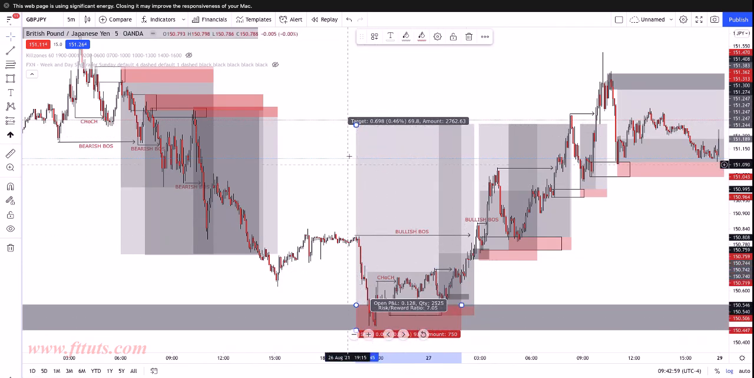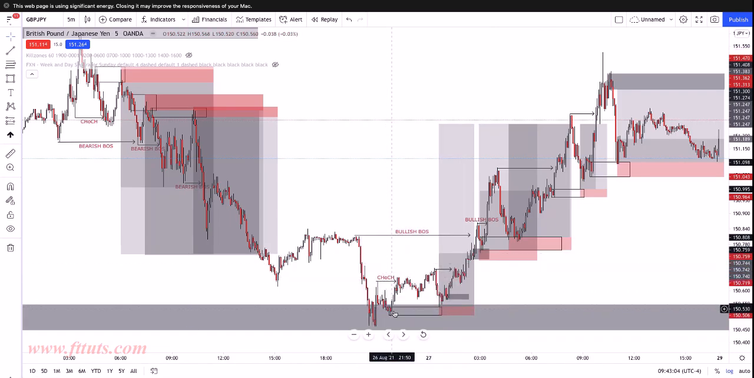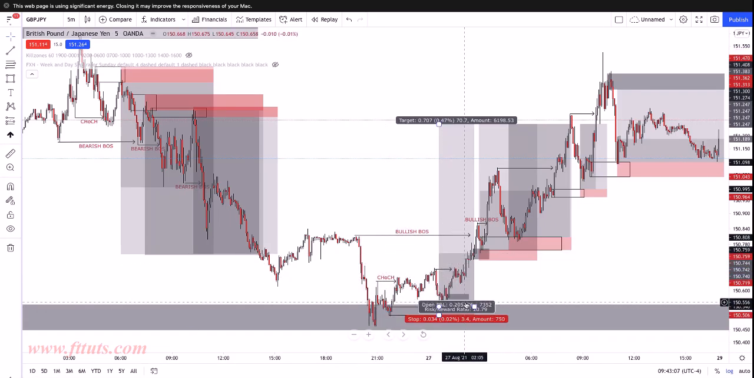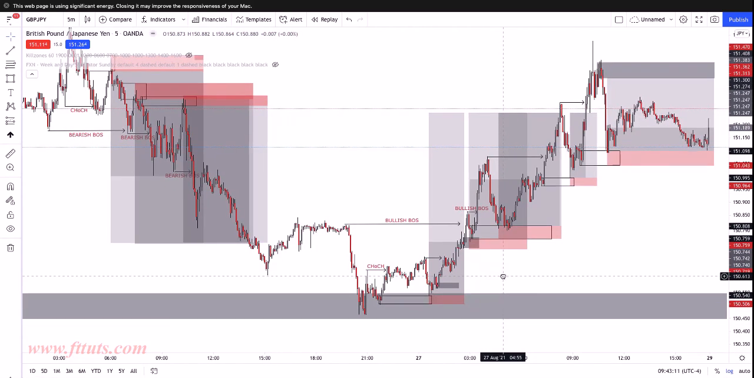Here you would have had a 10 pip stop loss, same TP, and your risk to reward would have been 1 to 7. Whereas if you waited for a confirmation entry like this one, you would have got a risk to reward of 1 to 20 with a 3 pip stop loss, right? So that's how you'd stack your positions.